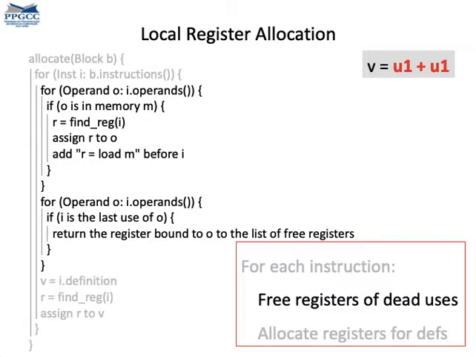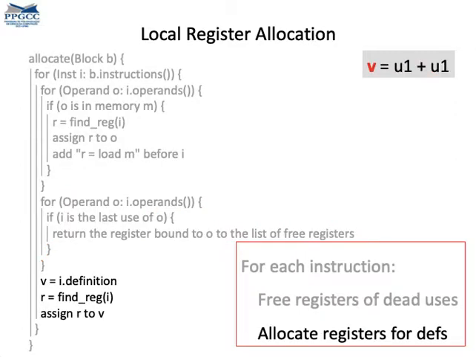For instance, let's consider what we do about the operands of the instruction. These operands are, for instance, variables u1 and u2 in this instruction above the figure. The first thing to consider is that if some of these operands are mapped onto memory, we will need to load them in registers. And then we liberate the registers that are currently allocated to dead uses.